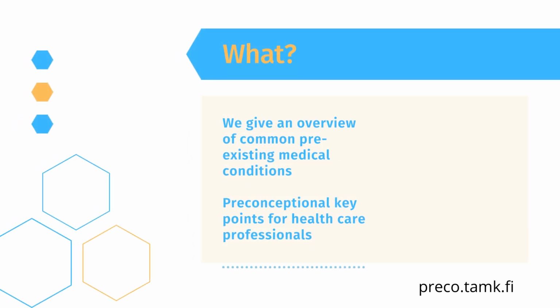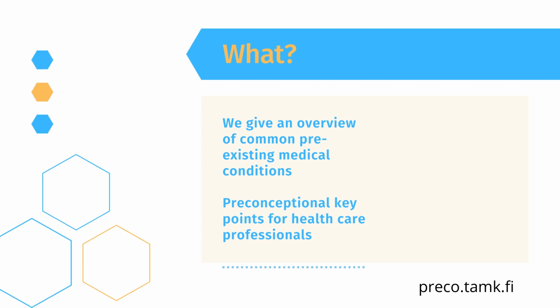This presentation gives an overview of pre-existing medical conditions of the respiratory, cardiovascular, neurological, gastrointestinal, and endocrine system, followed by a genetic condition, and the immune system also gets our attention. To finish the overview, we discuss cancer. We summarize the points of care that healthcare professionals should consider concerning preconception and the pre-existing medical condition.